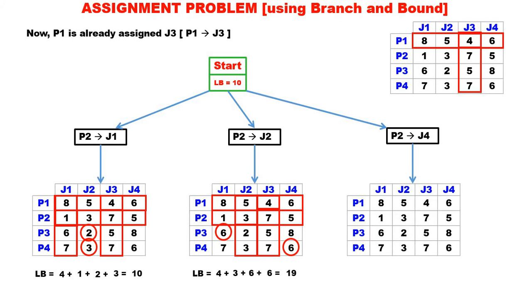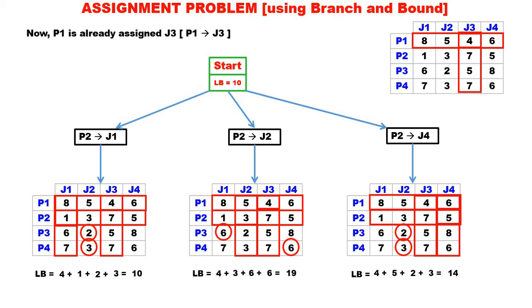Now, P1 is already assigned to J3, therefore this is already over, and lower bound has 4. Now, P2 assigned to J4, carefully see here, it is 5. Same column, no assignment, same row, no assignment, 5 should be added to lower bound, very good. Next, third row, among the remaining values 6 and 2, which is the minimum? 2, add it. Fourth row, among the remaining values 7 and 3, which is the minimum? 3, add it. So what is the value that you get? 14.